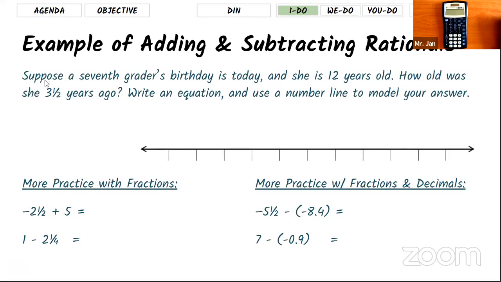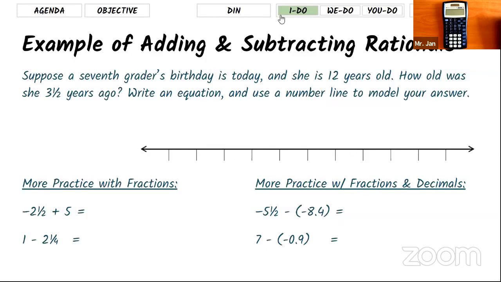The example is, let's start with this word problem. Suppose a 7th grader's birthday is today. Let's say one of the students in this classroom, or who's listening to us right now, has a birthday today. And yes, she's 12 years old. Assume that she's 12 years old. How old was she 3.5 years ago? What do you think her age is 3.5 years ago? We need to write an equation and use the number line over here to model our answer.